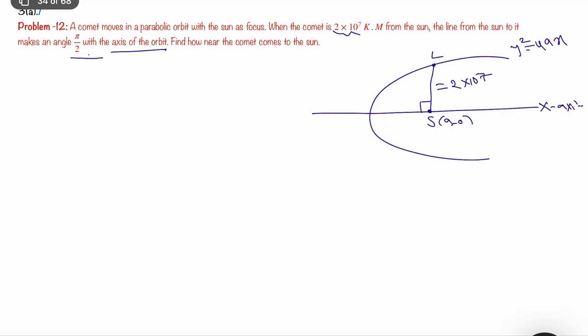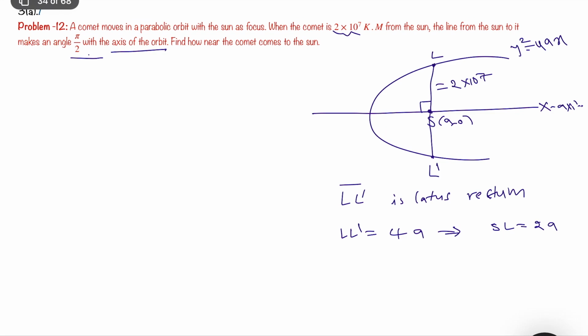If you extend this LS so that it meets the other part of the parabola at L dash, then we can say that LL dash is the latus rectum because it is a double ordinate passing through the focus. So the length of the latus rectum is, we know, 4a. If LL dash equals 4a, then SL must be equal to half of that, that must be 2a. So this 2 times 10 to the power of 7 must be equal to 2a. That implies a must be equal to 10 to the power of 7.